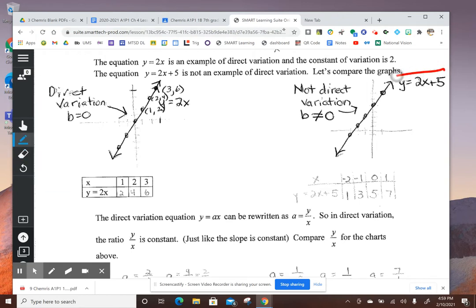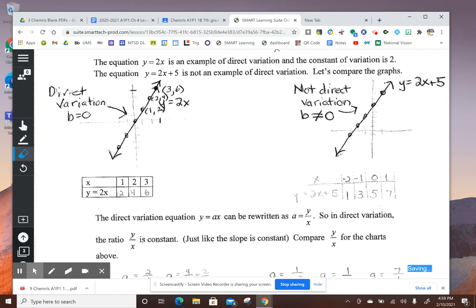So now let's look at this one, which we knew was not direct variation. Here is a chart of this equation. Now look, I'm going to put y over x. This becomes negative 1/2. Okay. Now I'm going to put y over x on this one. This becomes negative 3. Here I'm going to put y over x. That's undefined. Here I'm going to put y over x. That's 7 over 1. None of these are constant. So therefore, this chart tells me this is not direct variation.